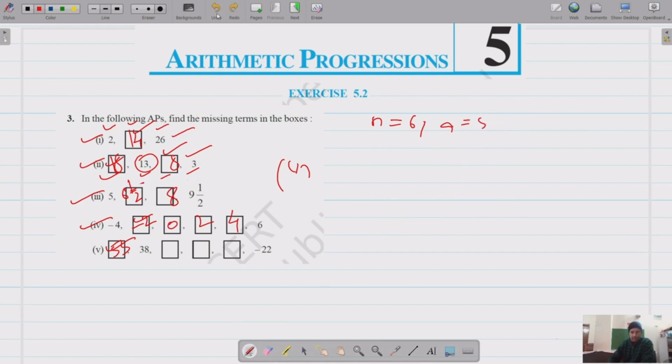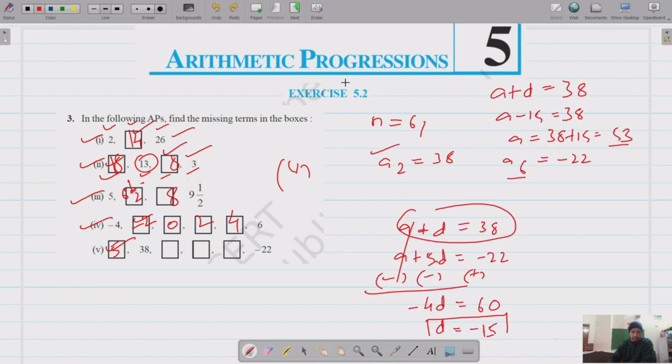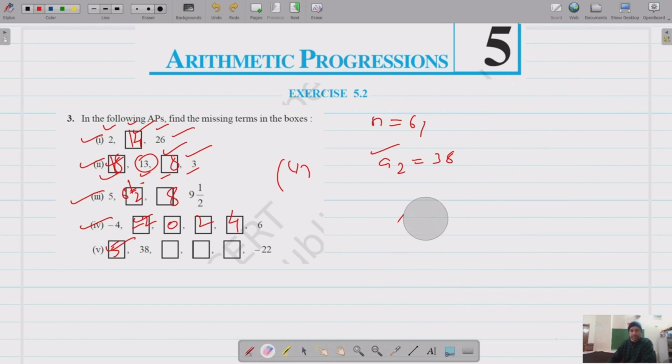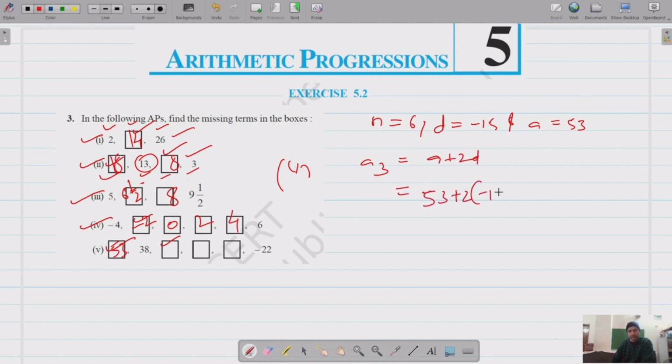And our D was negative 15. So D was negative 15, sorry. So D is negative 15 and A is 53. Okay, so the third term, that is A3, is A plus 2D. A is 53 plus 2 into negative 15, that is 53 minus 30. So that gives us 23.